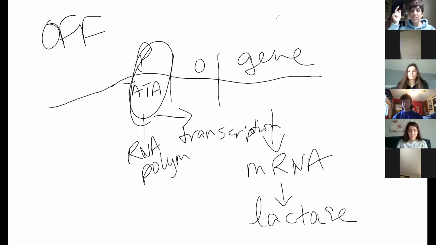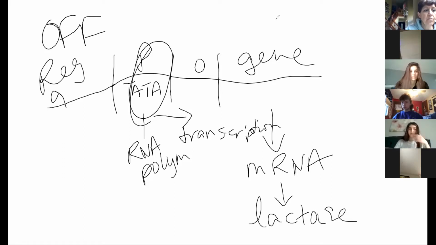Ahead of that, so when something is ahead of a gene, they call it upstream. So upstream of the promoter is a regulatory gene.